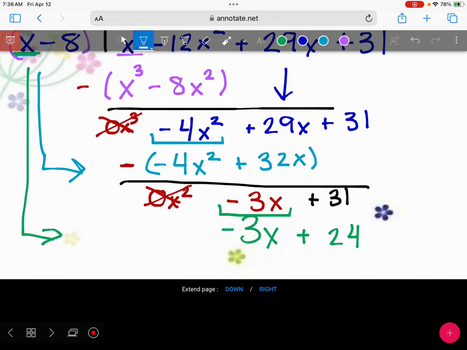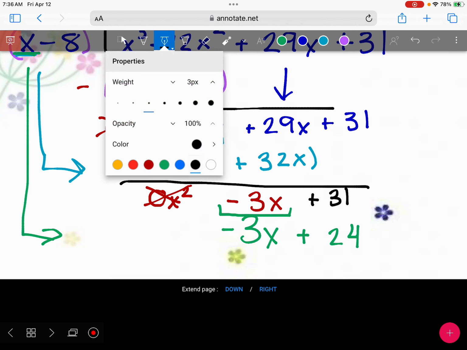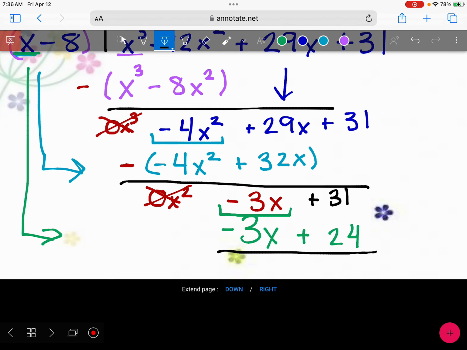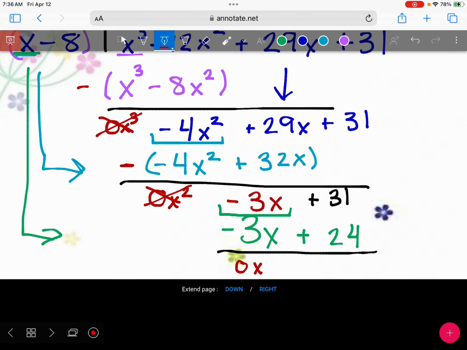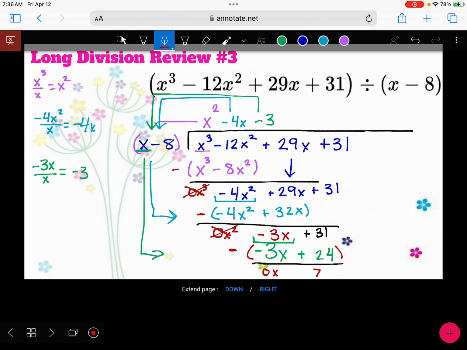Same vibe though, we've got to come through and subtract. When we subtract, we get 0 x's. So we're subtracting everybody here, and we have 31 minus 24, which gives us 7. So we have a remainder of 7 because I can't divide again. I can't take 7 and divide it by x.